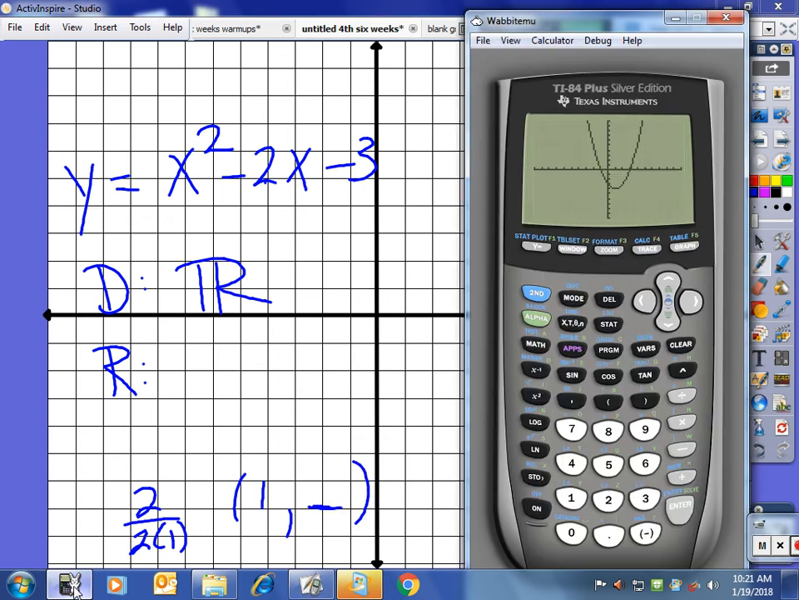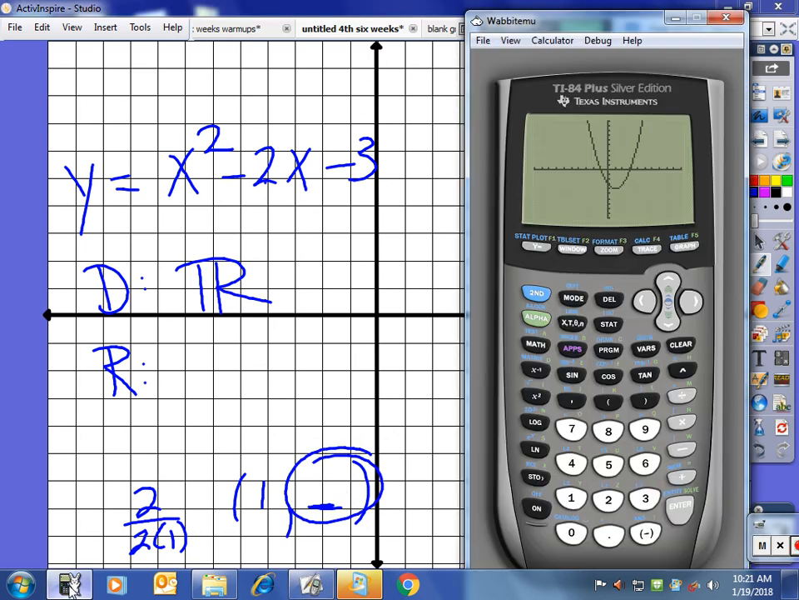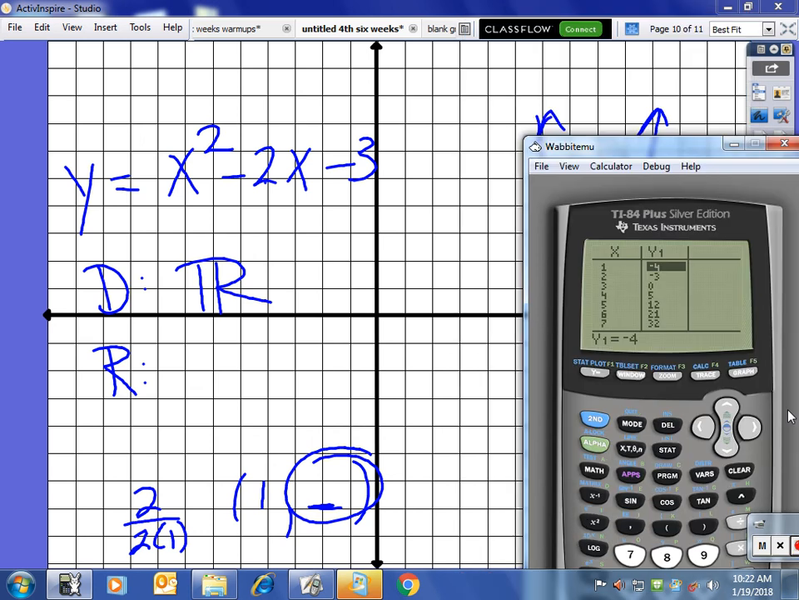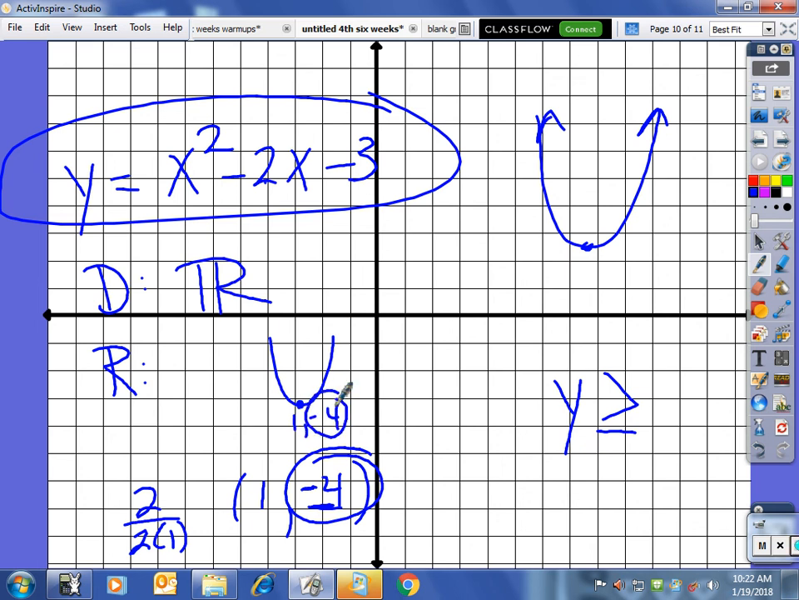Then I'm going to look at my t-chart, because the x value, I need to find the y. But if I'm talking about range, I don't really care about the 1. I care about the y that goes with it. So I look at my table set. I'm going to tell it to start at 1. So the vertex of this guy is positive 1, negative 4. So even without a picture, I can tell the vertex is positive 1, negative 4, and I can tell it's going to be a smile. That means this is my lowest y value. All the other y values are what? Above it. So this would be the range of that parabola without even seeing a picture.